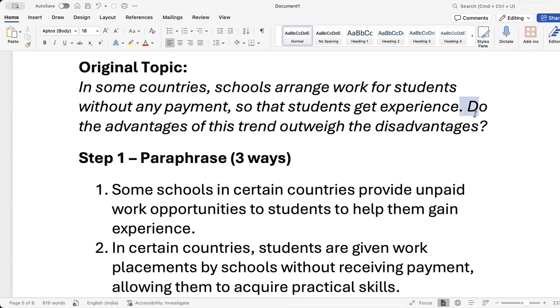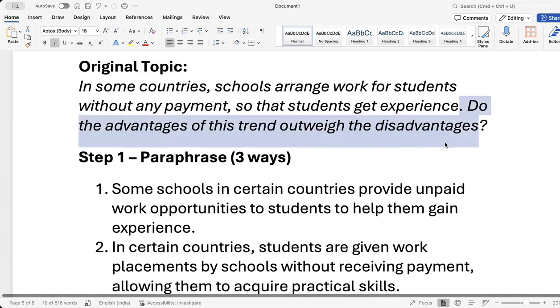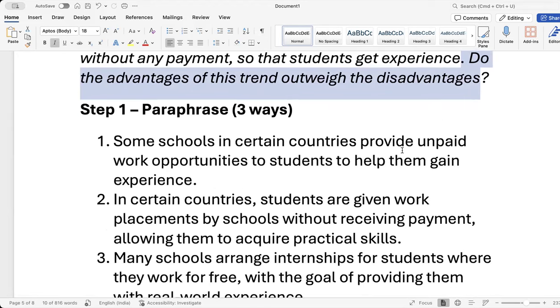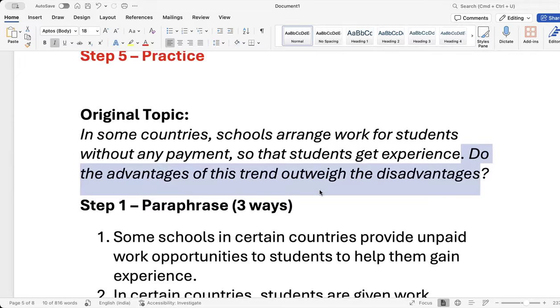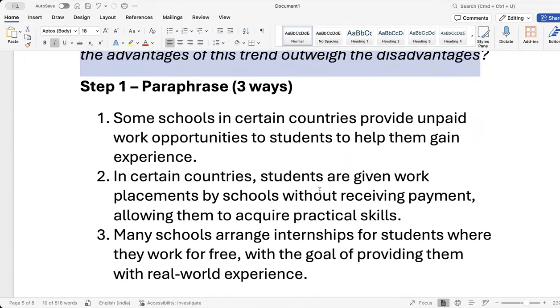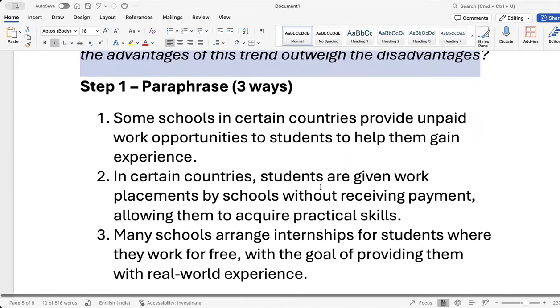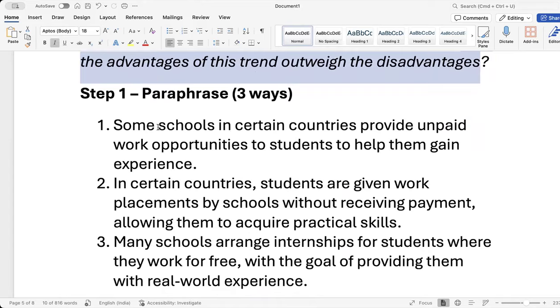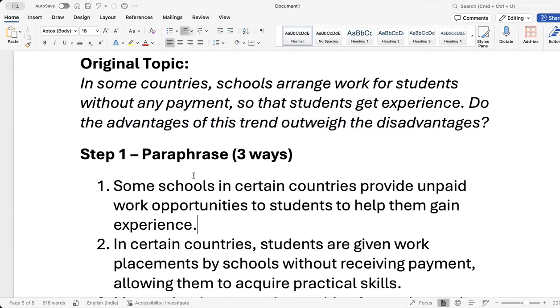Okay, and then the question, again, do the advantages of this trend outweigh the disadvantages? So first, I want to teach you paraphrasing. You should learn a little bit of paraphrasing if you can. So, for example, some schools in certain countries provide unpaid work to students to help them gain experience. See, what I want to tell you is, I'm not using any complicated or high-end vocabulary. I'm just writing the same thing in different words.